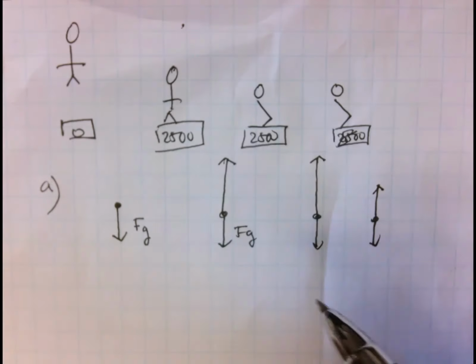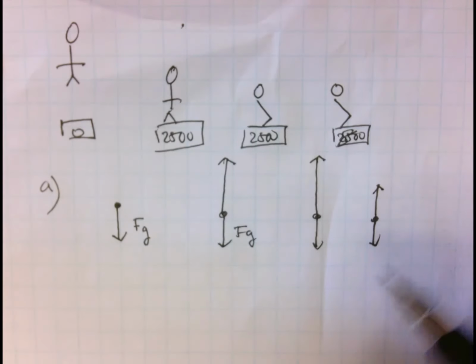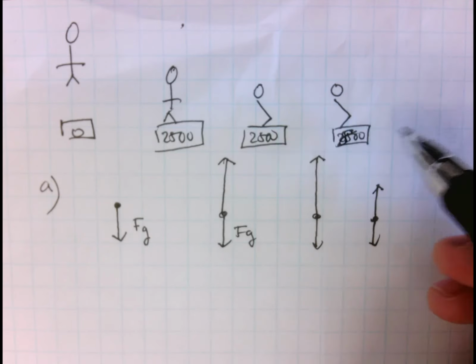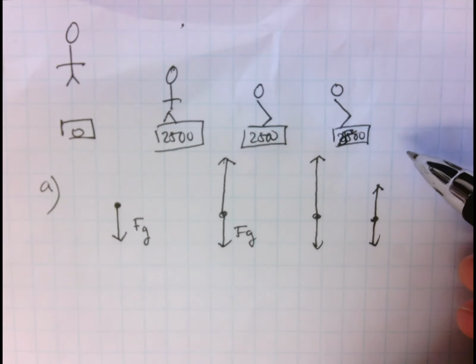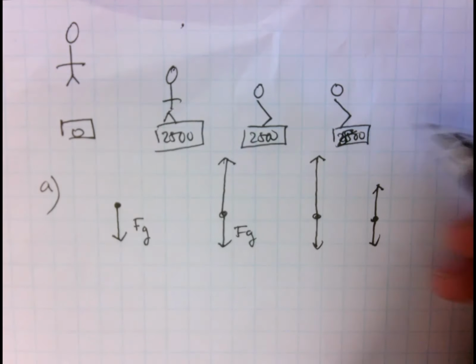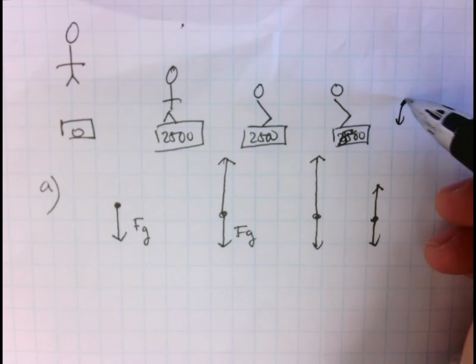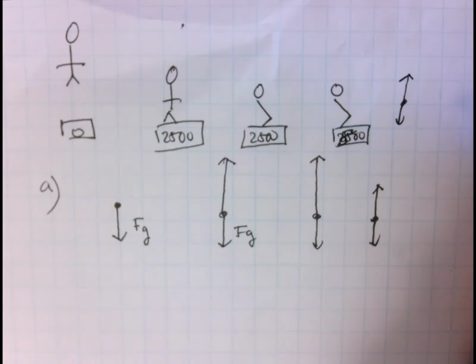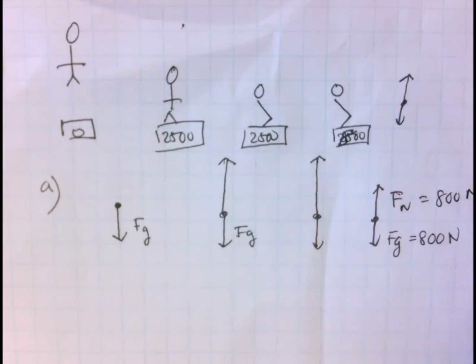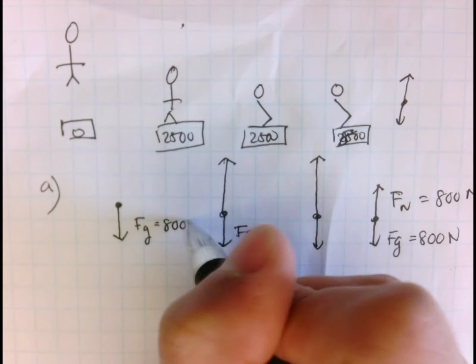So we know the magnitudes of the arrows because in the last scenario, it's given that the scale reads 800. And we know that this is when the person is at rest, so the normal force here is going to equal the same force as gravity. So the net force is 0, which is why they're at rest. So here we can label the Fg is equal to 800 newtons. And then Fn is also equal to 800. So for all of these, we can label Fg as 800.